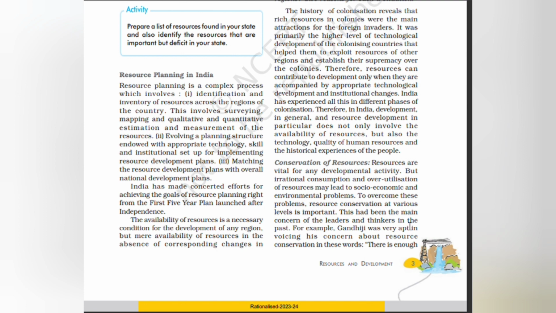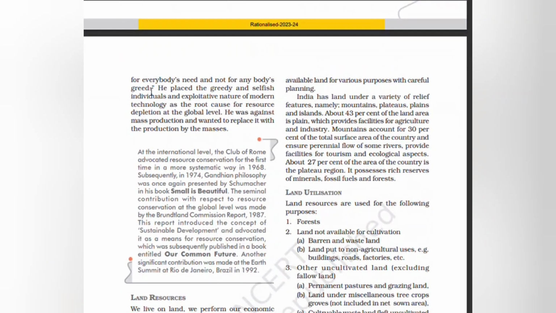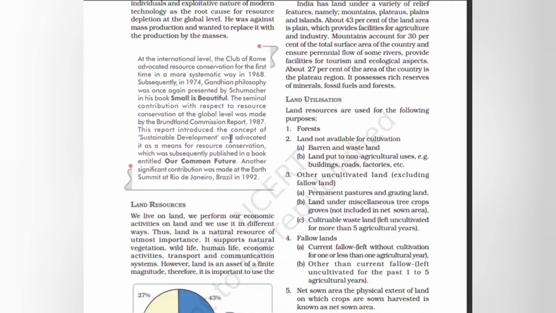For example, Gandhiji was very adept in voicing his concern about resource conservation in these words: There is enough for everybody's need and not for anybody's greed. He placed greedy and selfish individuals and exploitative nature of modern technology as a root cause for resource depletion at the global level. He was against mass production and wanted to replace it with production by the masses.